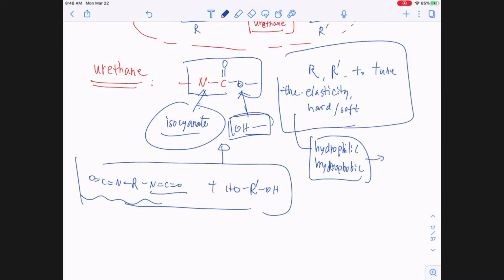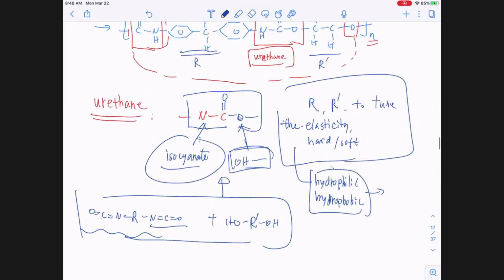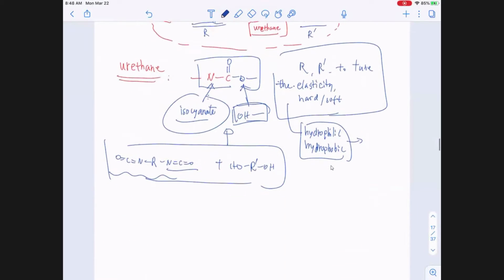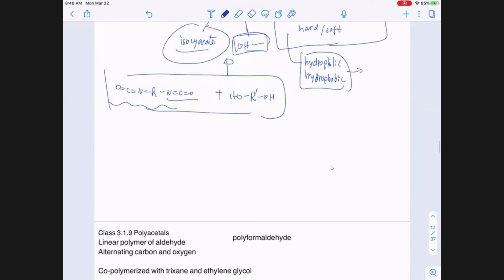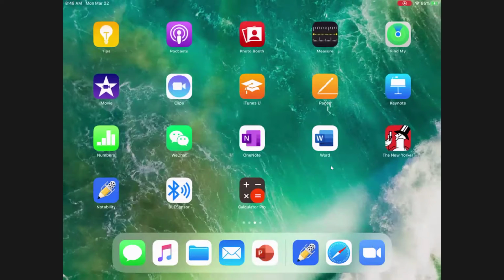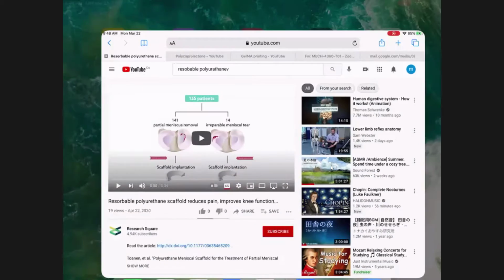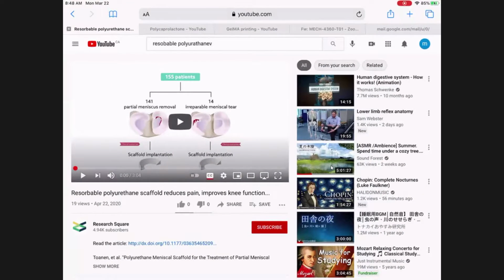Okay, to form the polyurethane and get the elastic structure, hydrophilic or hydrophobic, they can make a self-assembly. That's possible. And using this one we can do a lot of things. Here's a movie about getting a tough tissue using polyurethane, a short movie.